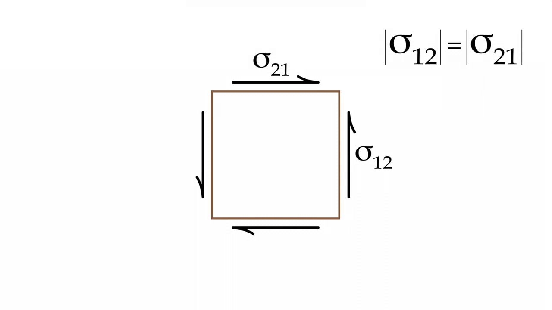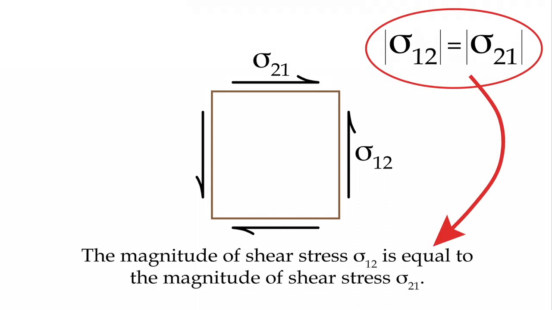We use symbols that look like absolute value symbols to indicate the magnitude of these two quantities. So the magnitude of shear stress sigma 1, 2 is equal to the magnitude of shear stress sigma 2, 1. The magnitude of the shear stress on the 1 plane in the 2 direction is equal to the magnitude of the shear stress on the 2 plane in the 1 direction.